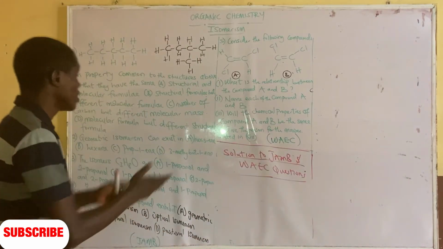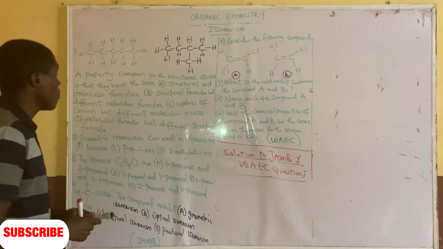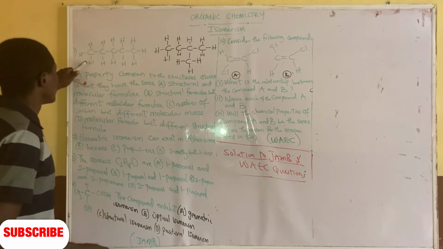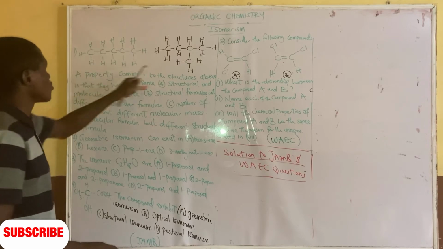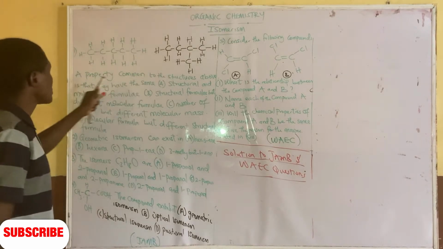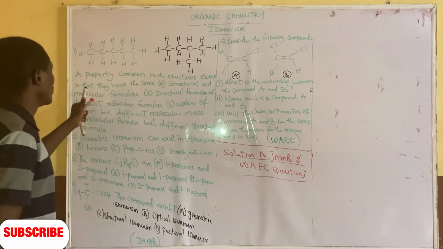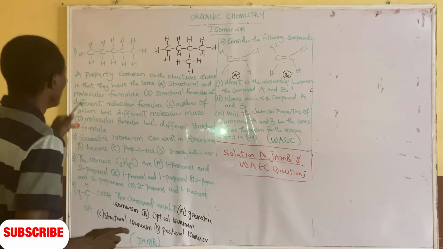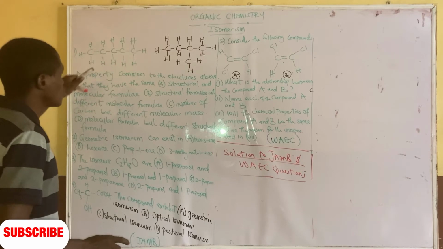The question we are having here is the solution to JAMB and WAEC questions under isomerism. Now look at this. They said this is a structure. We are given a structure A and structure B. A property common to the structures above is that they have the same what? Now look at the structures.